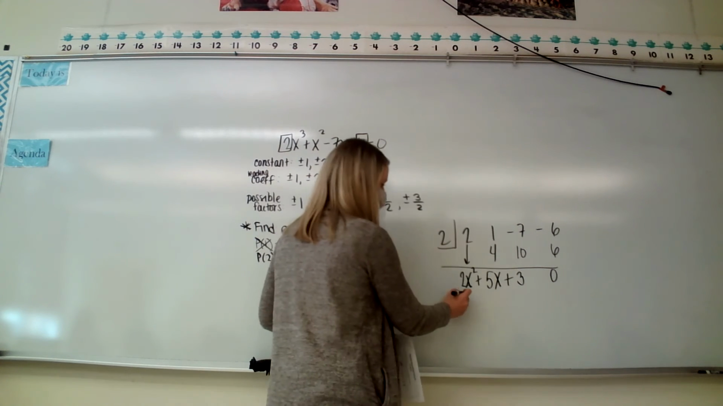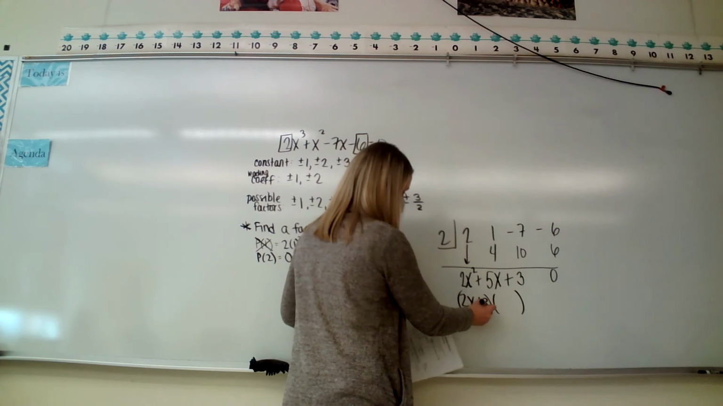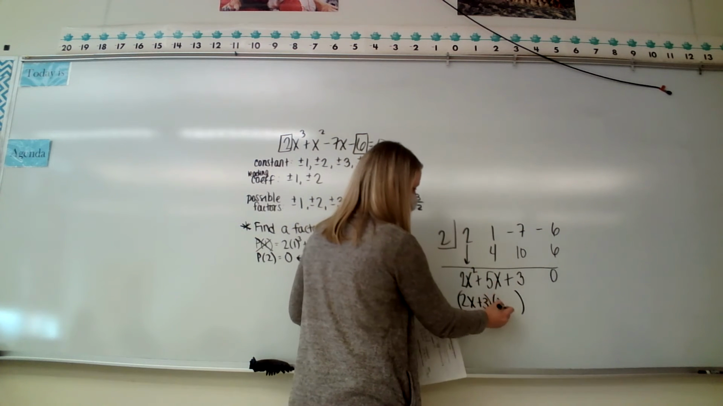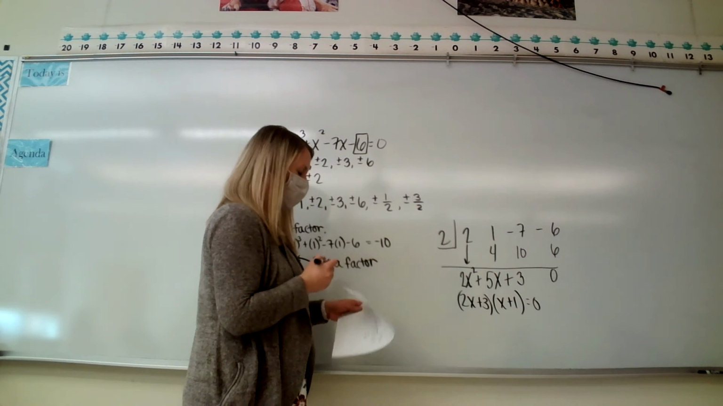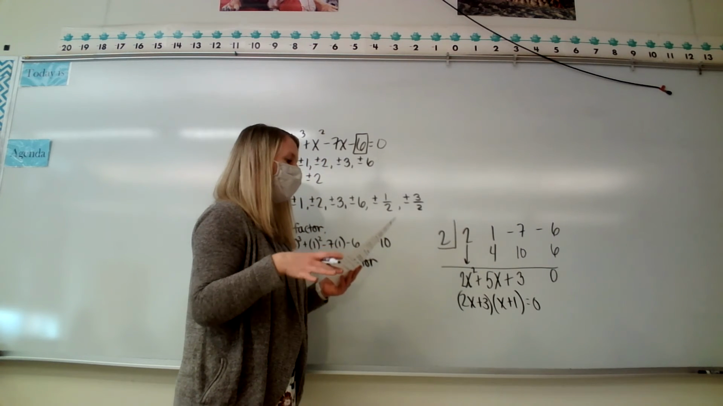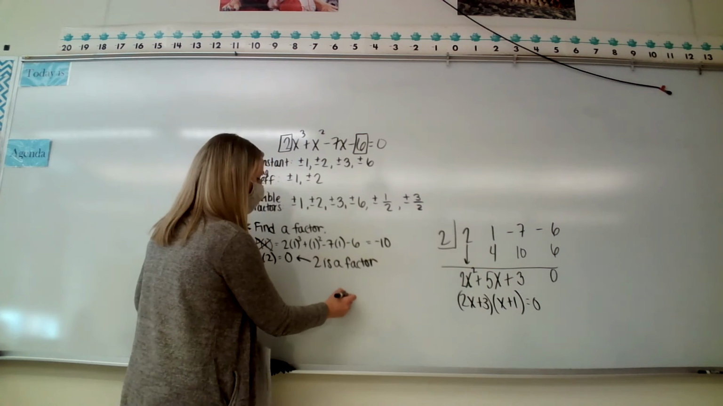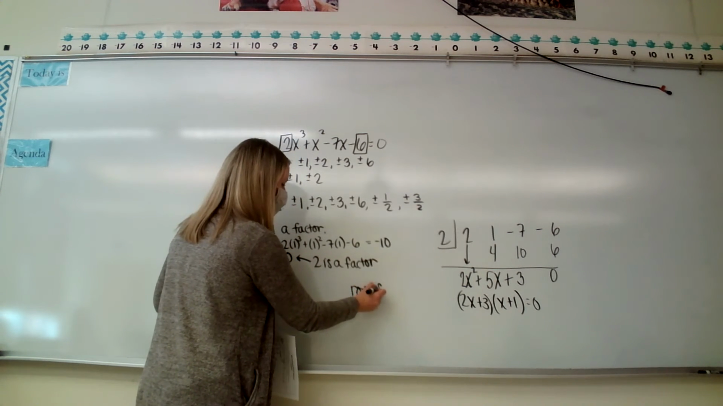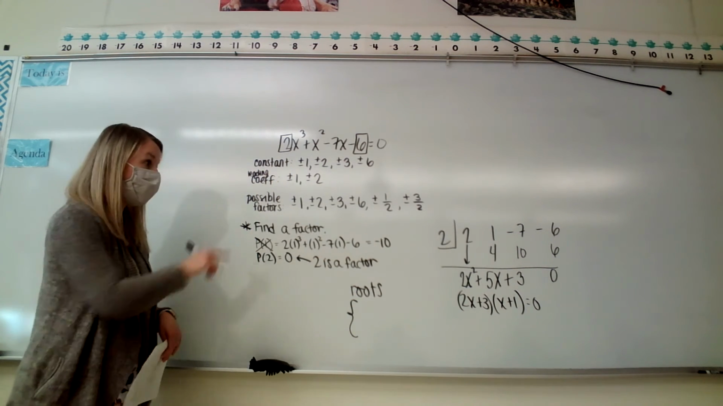So what does this factor to? 2x plus 3, x plus 1. Yeah, because 3 and 5. So when it says, what are the rational roots of blah, blah, blah, we would say the roots are, I'm doing a little curly bracket, you can do whatever. I know 2 is 1.